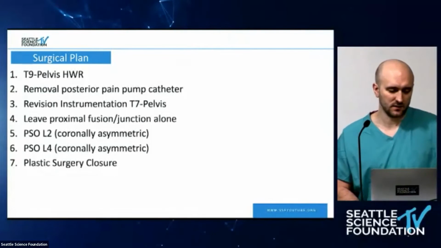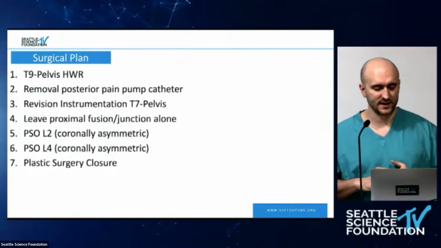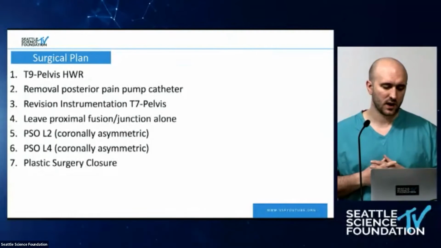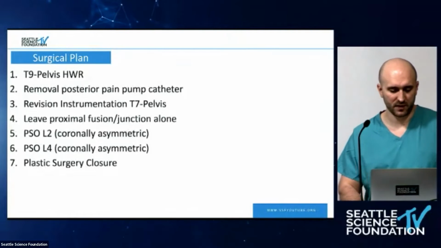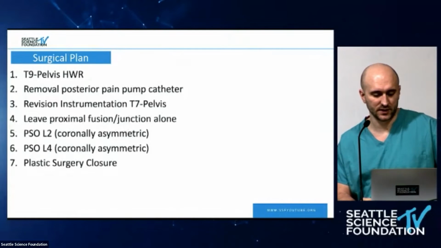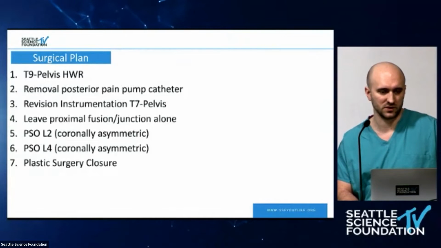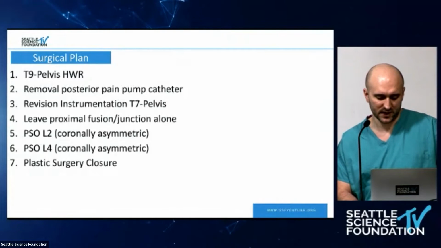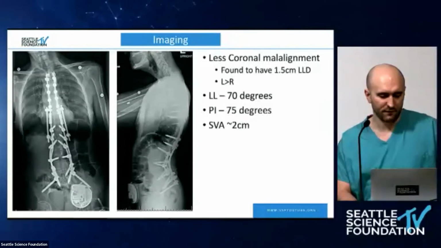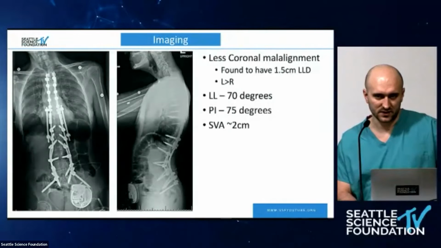But basically, the patient went for a T9 to pelvis hardware removal, removal of the posterior pain pump catheter, revision instrumentation, T7 to pelvis, leaving the proximal junction alone, and then 2 coronally asymmetric PSOs at L4 first, and then I think an additional one at L2, and then plastic surgery closure. And here was our final construct with multiple rods and improvement in the sagittal alignment.